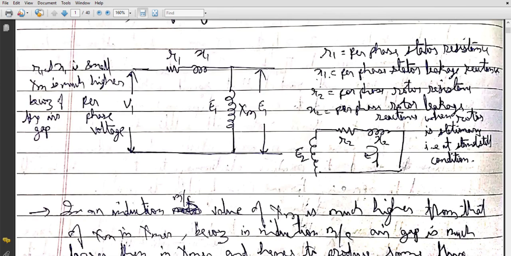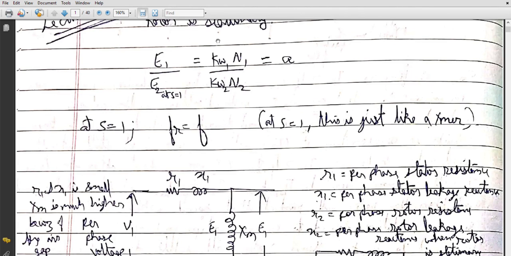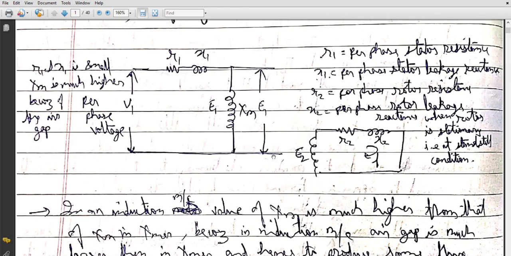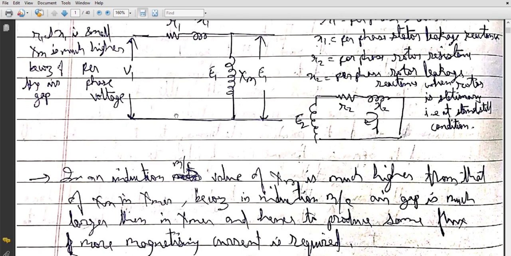We know that E1 divided by E2 is nothing but the turns ratio in a transformer, equal to N1 divided by N2. But in this case, E1 divided by E2 is kW1 into N1 divided by kW2 into N2, that is equal to A. When you refer the secondary side to the primary side of the transformer, you multiply X2 and R2 by the turns ratio squared, A squared. You can go back to your transformer notes and see this.